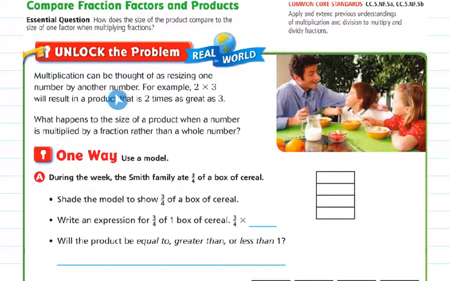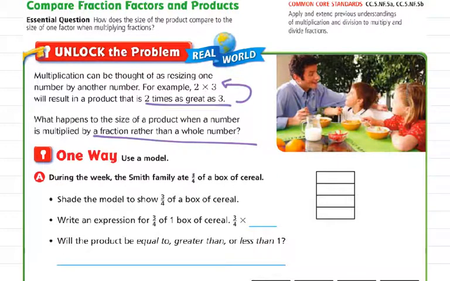Multiplication can be thought of as resizing one number by another number. For example, 2 times 3 will result in a product that is 2 times as great as 3, which is a key translation of what the actual math means. So what happens to the size of the product when a number is multiplied by a fraction rather than a whole number? And we know that a fraction, boys and girls, is less than a whole number, so that's what we're going to explore in today's lesson.